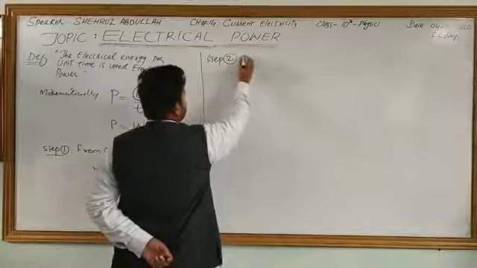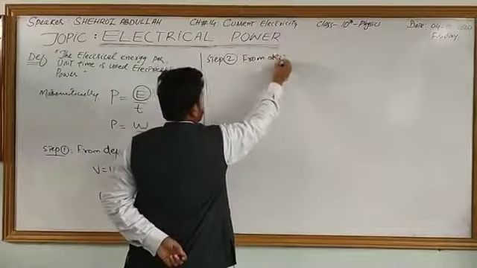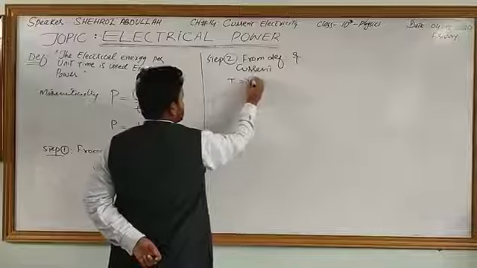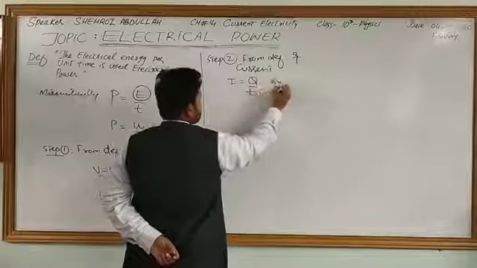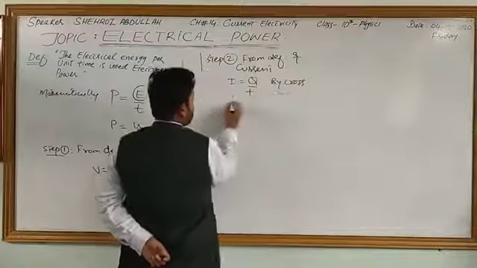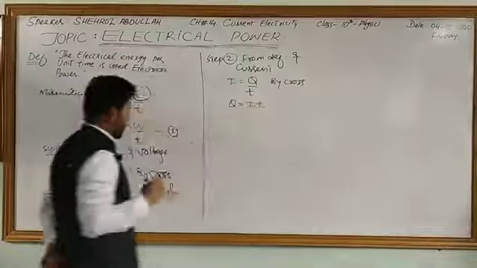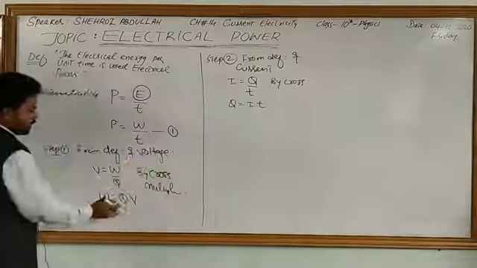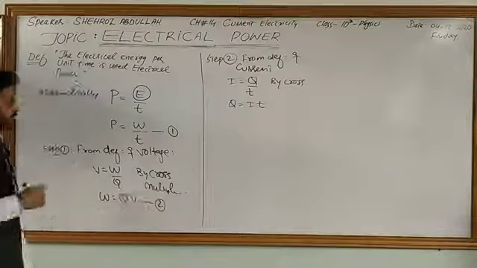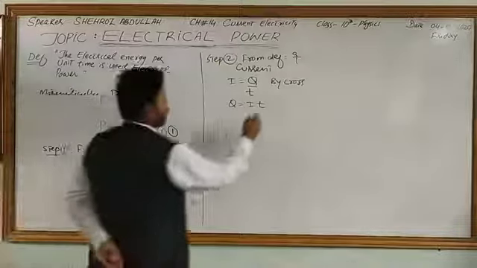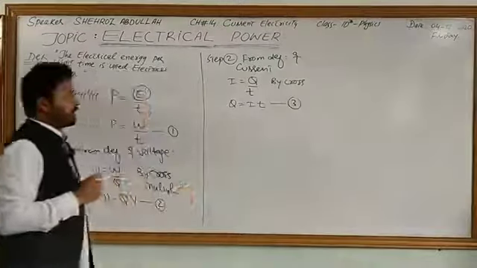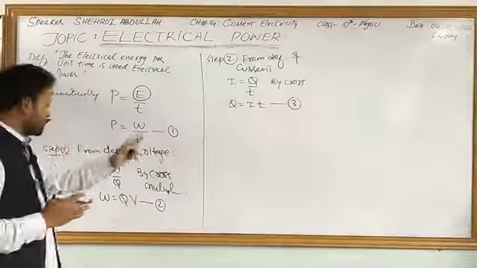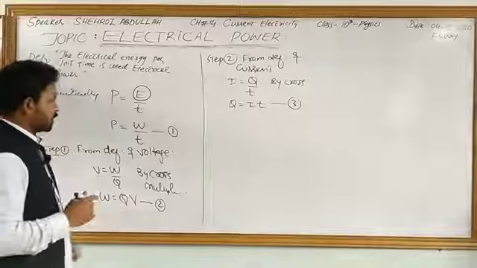From the definition of current, I is equal to Q by T. Just do cross multiplication and get Q is equal to IT. Let me call this equation number 2 and let me call this equation number 3. Just put this Q value in equation number 2.